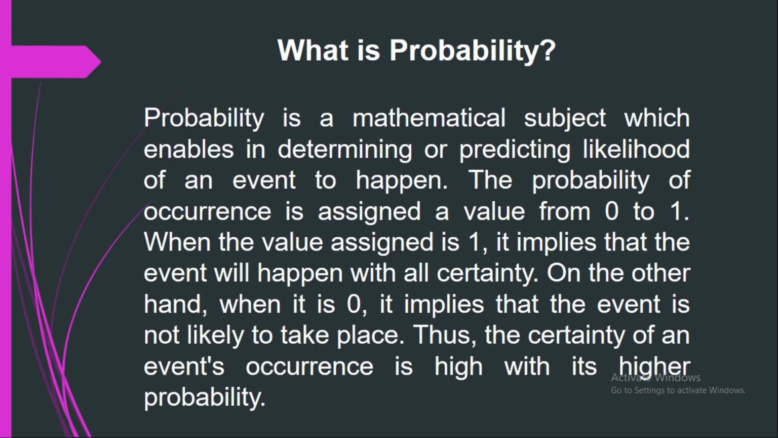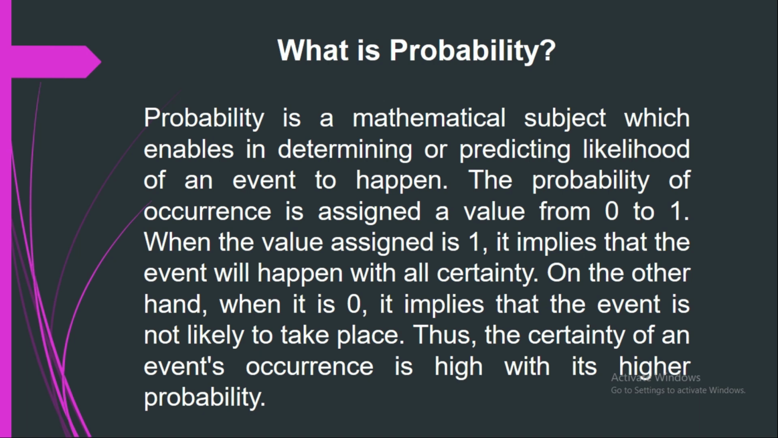Probability gives us the likelihood of the occurrence of any event. For example, if you are tossing a coin, it gives the likelihood of heads or tails, right? So let's get to the definition. Probability is a mathematical subject which enables determining or predicting the likelihood of an event happening. The probability of occurrence is assigned a value from 0 to 1. When the value assigned is 1, it implies that the event will happen with all certainty. On the other hand, when it is 0, it implies that the event is not likely to take place.